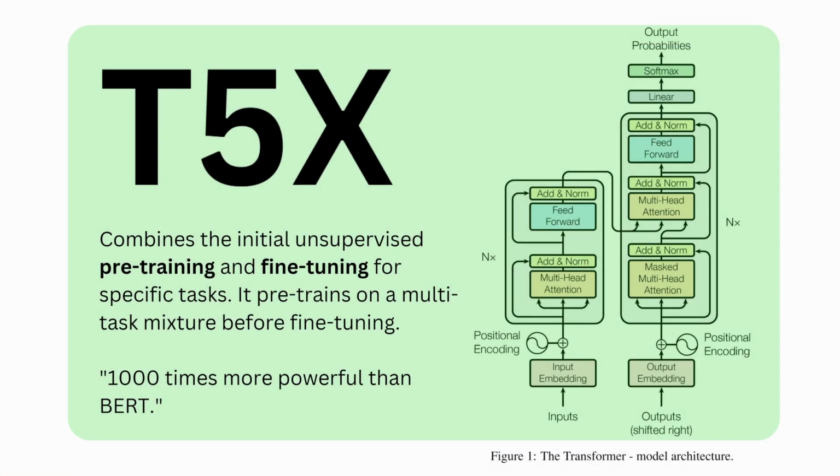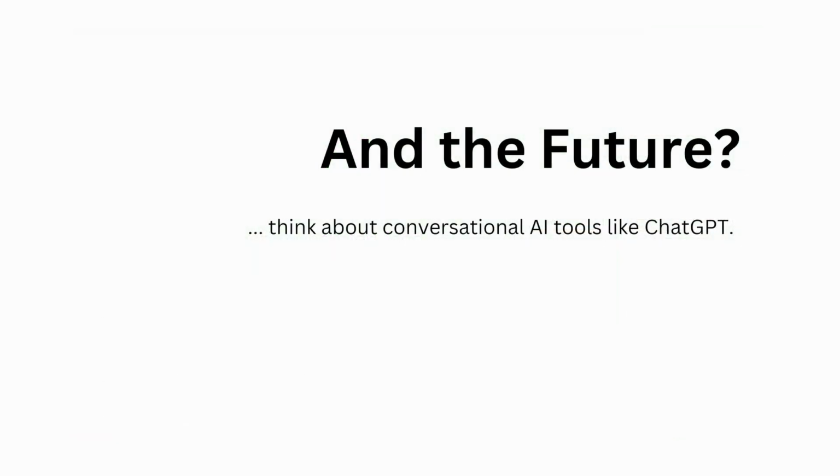So summarizing, we can say T5X combines the pre-training and the fine-tuning for specific tasks. It is pre-trained on a multitask mixture before fine-tuning for a specific task. And Google itself claims it is 1000 times more powerful than BERT. I cannot verify this, but we have a question now. What about the future of this? And especially if you think about conversational AI tools like ChatGPT.